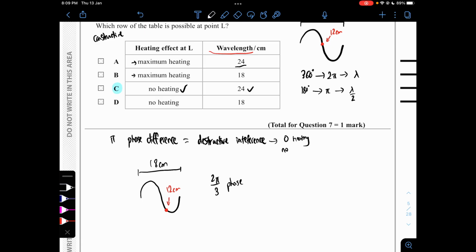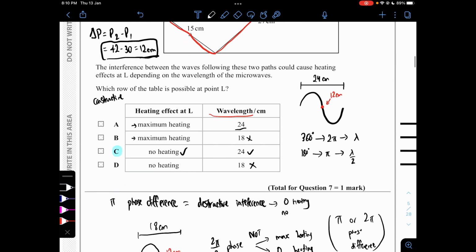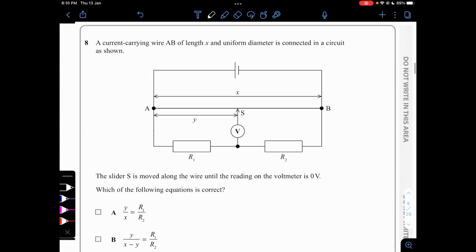Now this is neither max nor zero, so this is not relevant at all. Max heating and zero heating is what we wanted, but we don't get this for 18, because this is not a pi or 2 pi phase difference. So 18 is already out of the equation. The correct answer is in fact C. Alright, let's move on to question number 8.